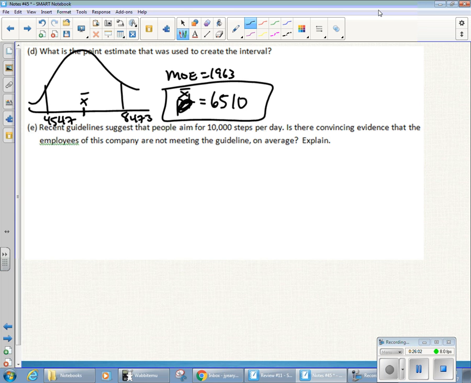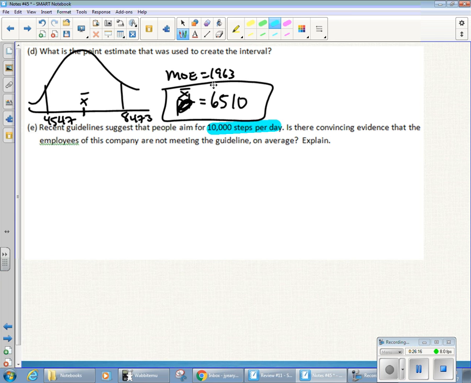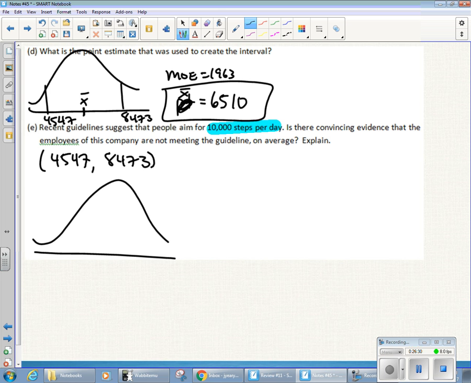Now, pedometers have become all the rage recently, based on the idea that the more steps you take, the healthier you're going to be. The new number that everyone talks about is getting in 10,000 steps a day. So, is this company meeting that particular guideline? Well, go back to what we just talked about. Here's the interval as a coordinate point. Here's the interval on a number line. Where is 10,000? Well, it's going to be way over here to the right, and it's not really in our confidence interval.